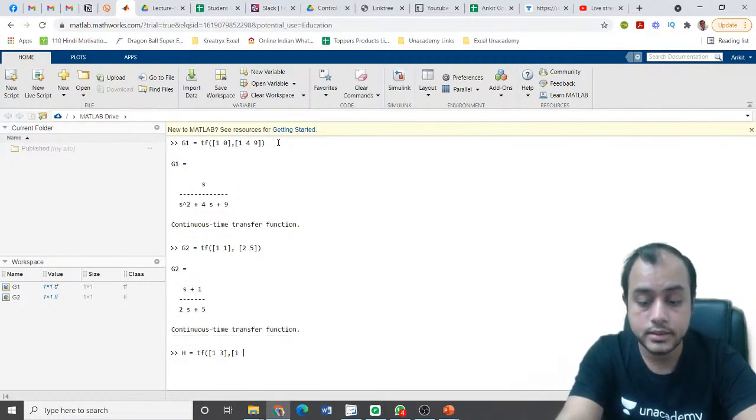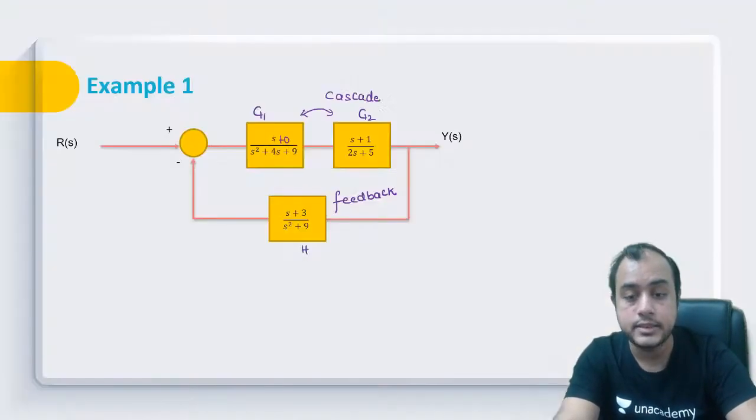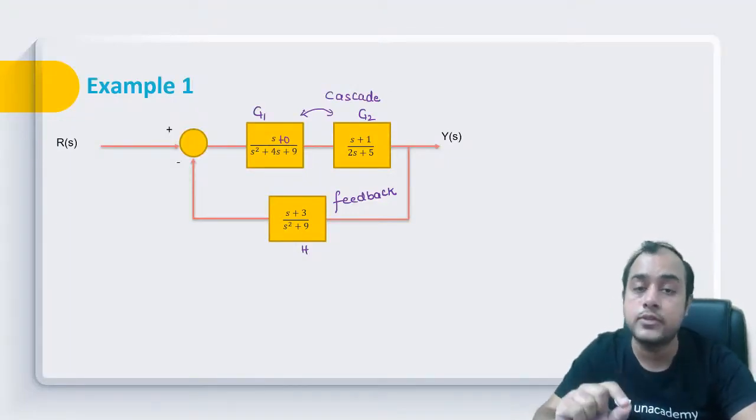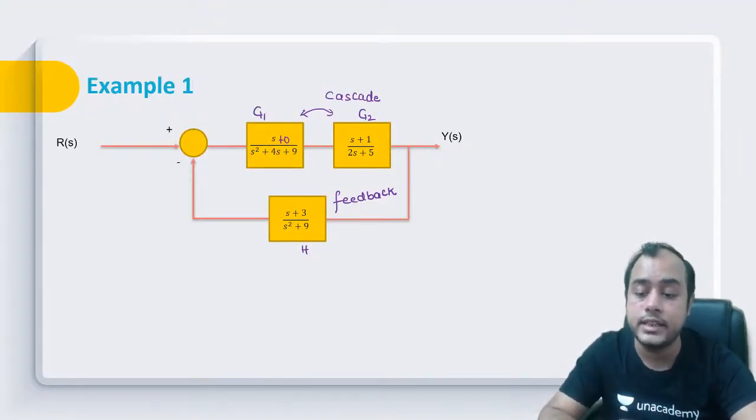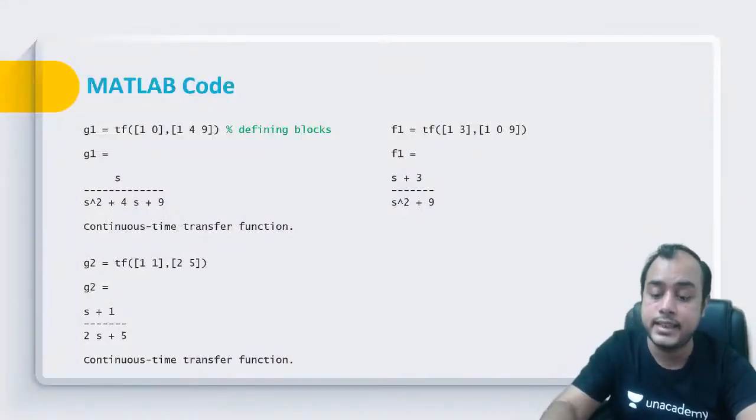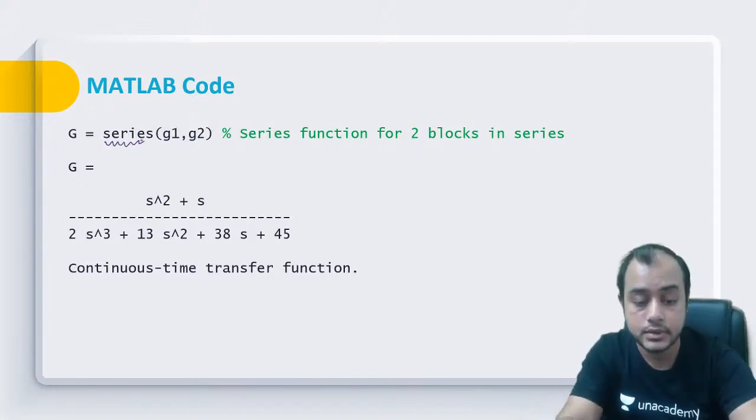Then 1, 0, 9. Okay. This is the function (s + 3) / (s² + 9). Now what we need to do is connect G1 and G2 in cascade. Cascade will be written here as series. So, let me write it.